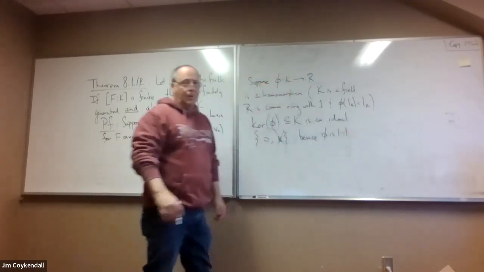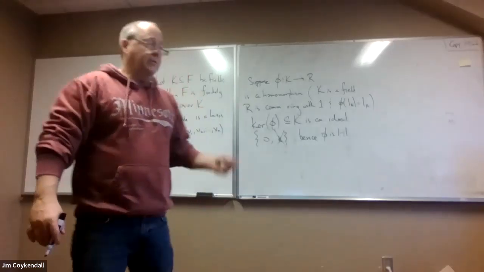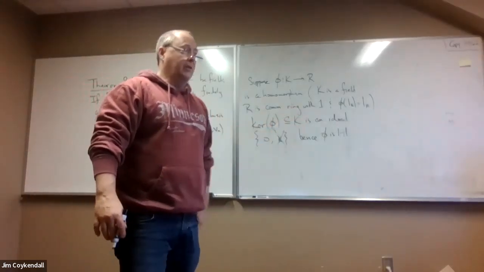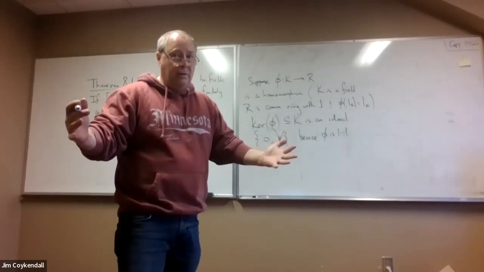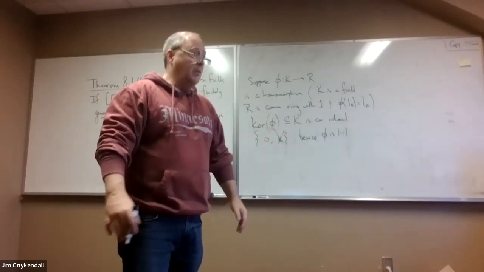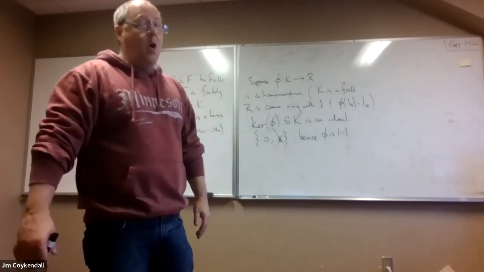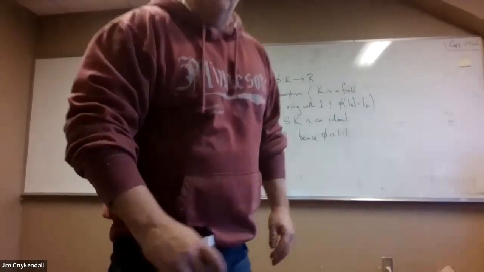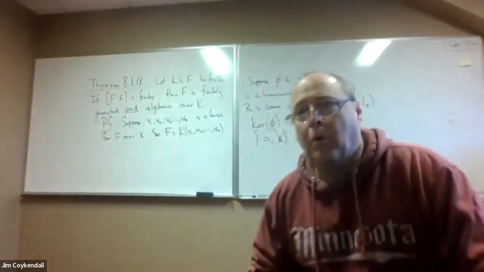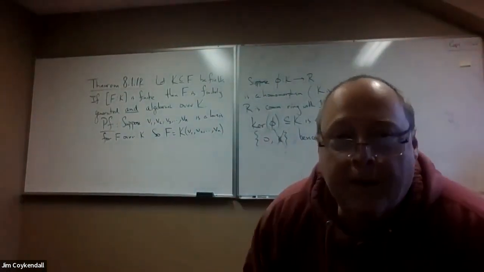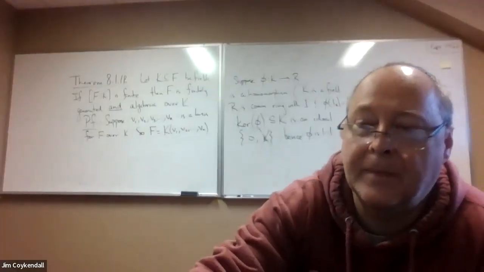So if you ever have a bona fide homomorphism from a field into a commutative ring with identity, in particular, if you ever have a homomorphism from one field to another field, it is always injective. It's always 1 to 1. And I think that's an important observation for later. Okay.